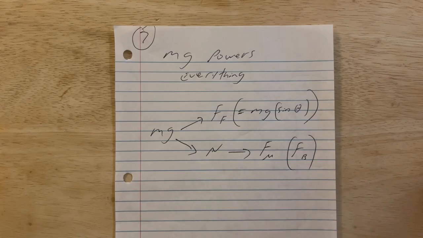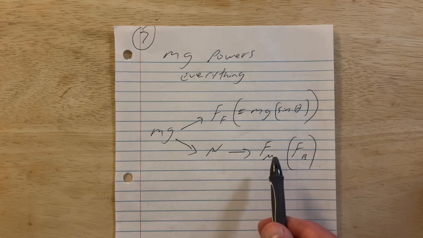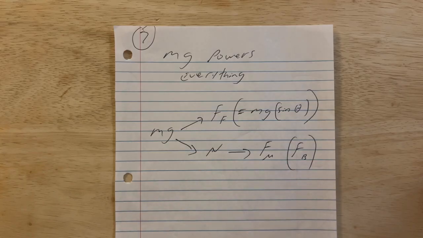Friction is a reactionary force. So friction will not just pull something backwards. Friction only happens when you're trying to pull something forward.